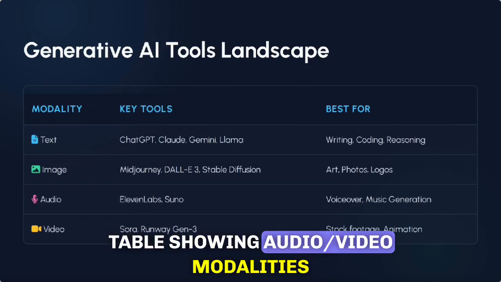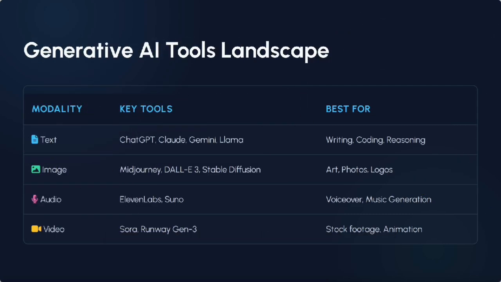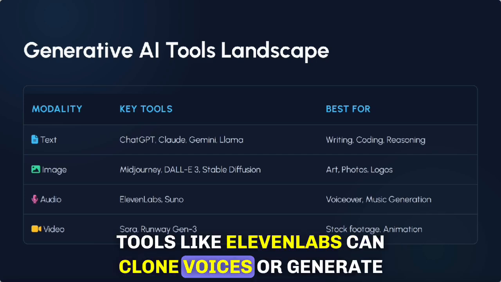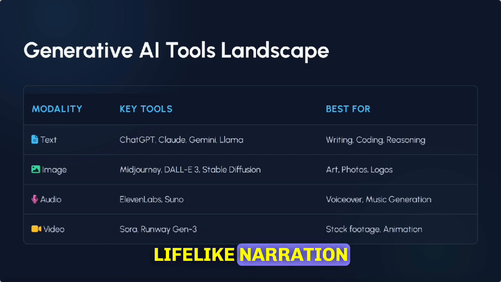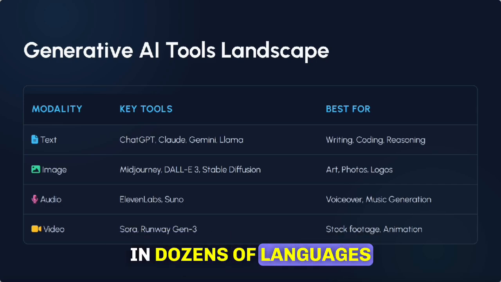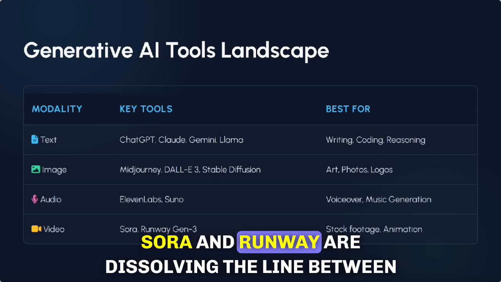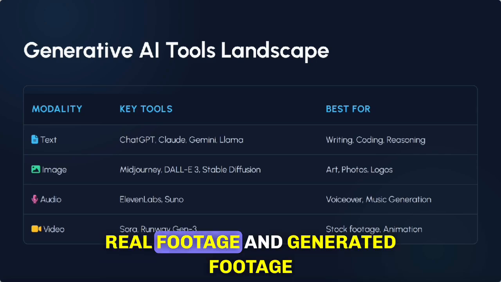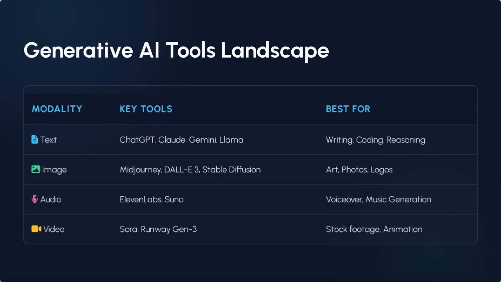Don't forget audio and video. Tools like 11 Labs can clone voices or generate lifelike narration, perhaps like the one you are hearing now, in dozens of languages. And in video, Sora and Runway are dissolving the line between real footage and generated footage.